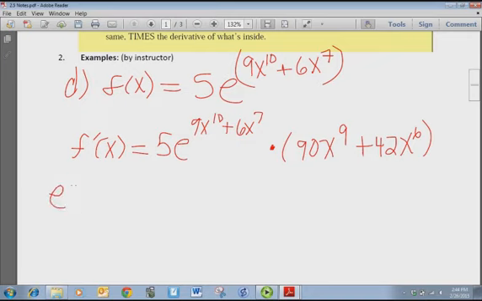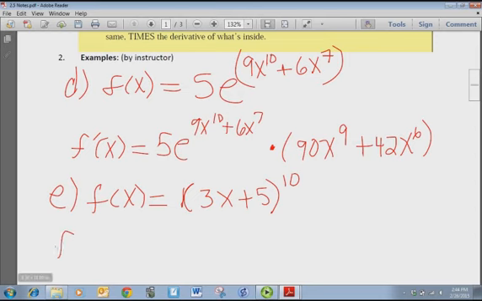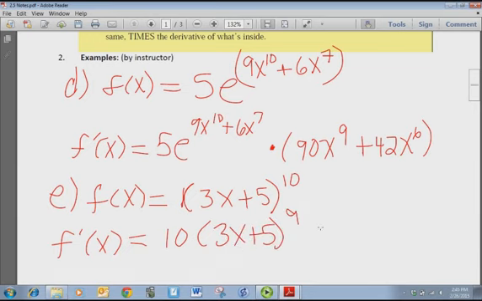One more example. We have 3x plus 5 all to the 10th power. So using the chain rule, the 10 comes down in front, 3x plus 5 to the 9th, and then multiply by the derivative of the inside, which is 3.